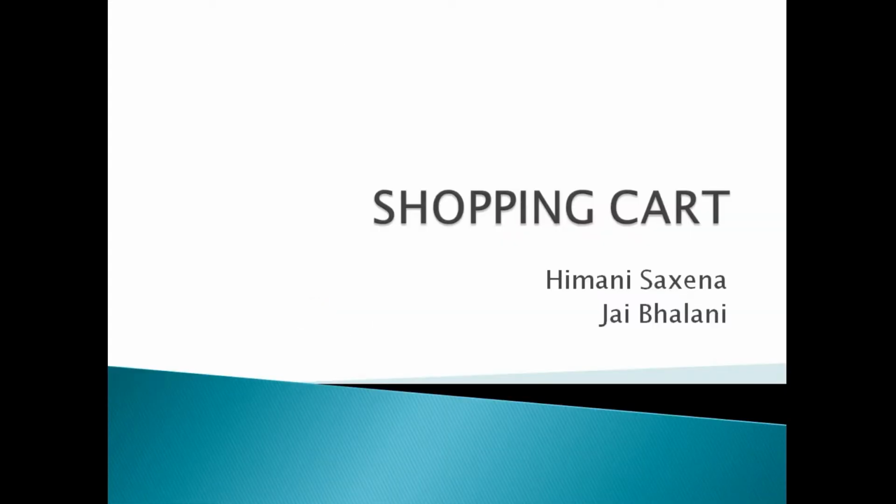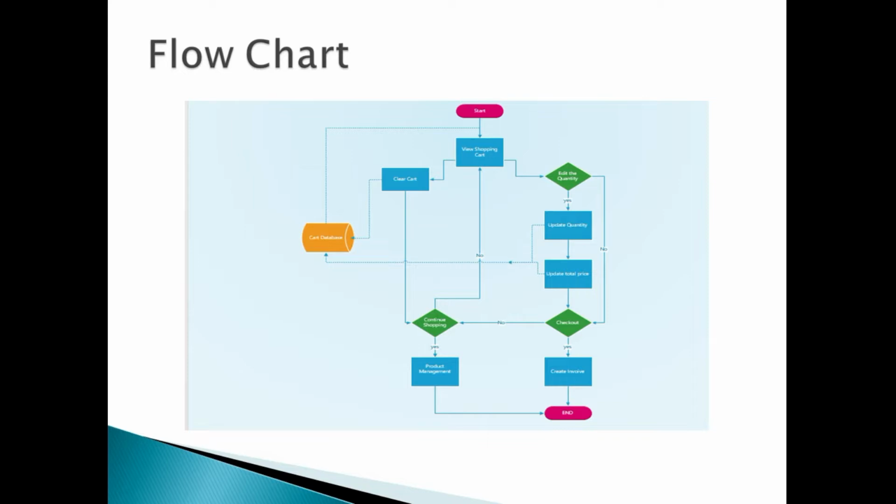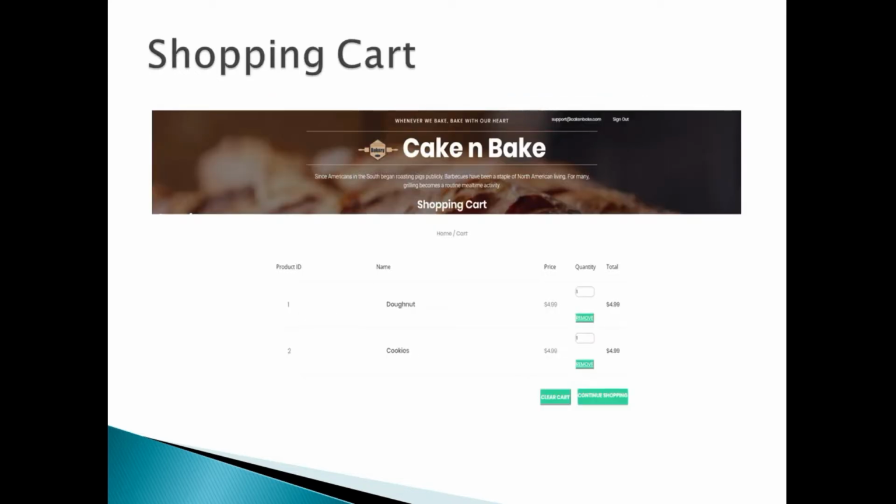Shopping cart done by Himani and Jay. This is the flowchart for the shopping cart module. And yeah, this is the web page for the shopping cart module. So the product names and price, quantity, totals are listed. So if the user wants to delete only one particular product, a remove button is given. Clear cart, which removes the entire cart, and continue shopping text button is given.